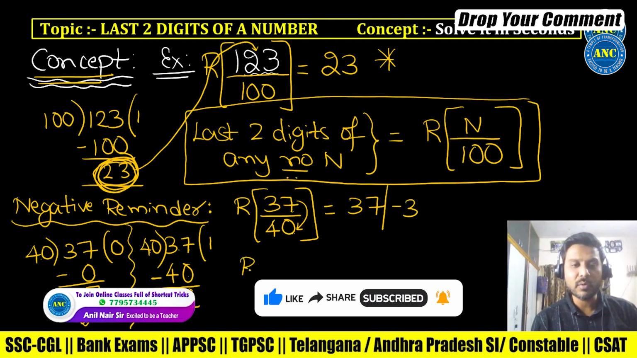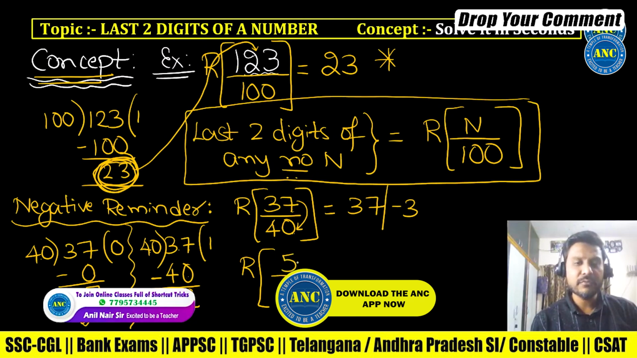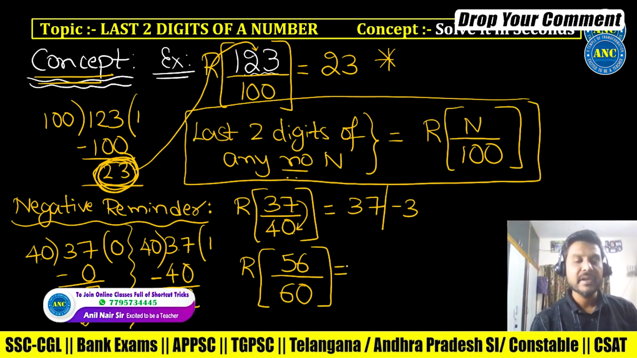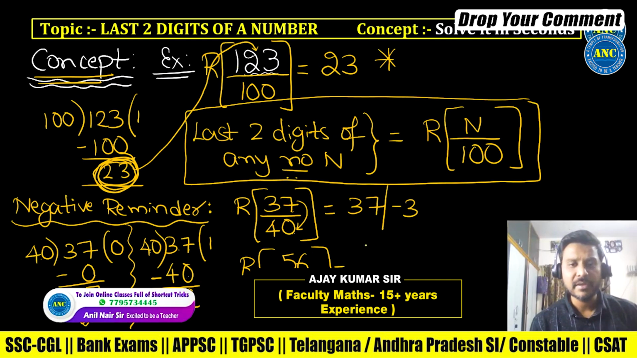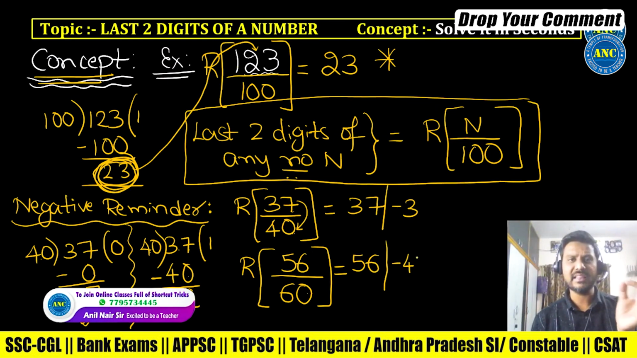Now let me take one more example. Suppose, now tell me the answer. What is the remainder when 56 is divided by 60? 56 when divided by 60. Positive remainder is 56. Negative remainder is 56 minus 60. It is minus 4. Whenever numerator is lesser than the denominator, positive remainder happens to be the numerator itself. Negative remainder will be numerator minus denominator. I hope the concept is super clear for all my students listening to the class.